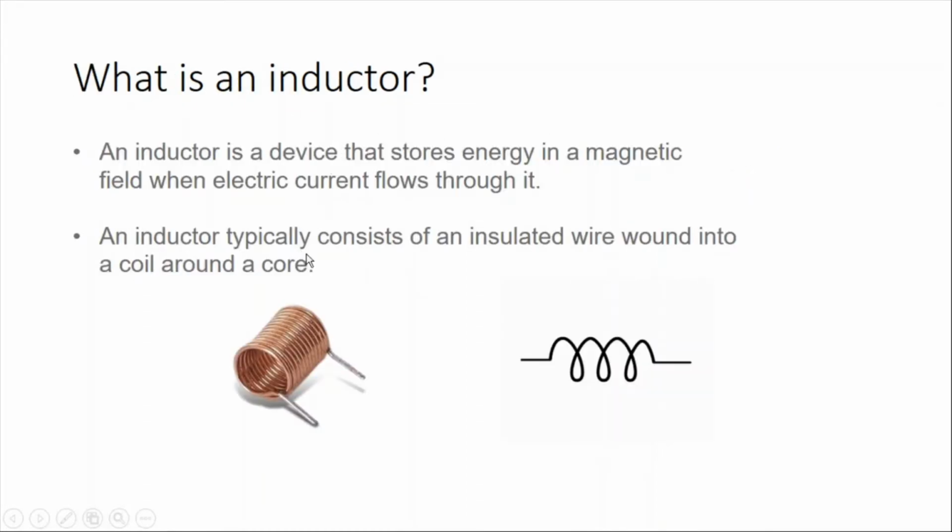What is an inductor? An inductor typically consists of an insulated wire wound into a coil around a core. This is a picture of an inductor, and this is the symbol for the inductor. So what does an inductor do? An inductor is a device that stores energy in a magnetic field when electric current flows through it.